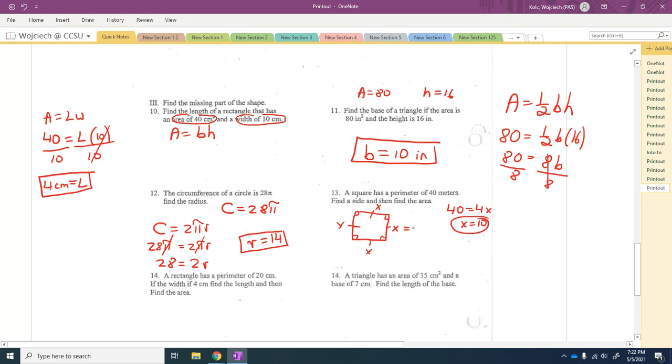So if each side is 10, what is the area? Area is equal to basically 10 times 10, which is equal to 100 square meters. Okay?